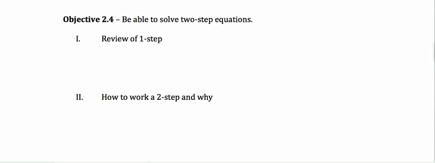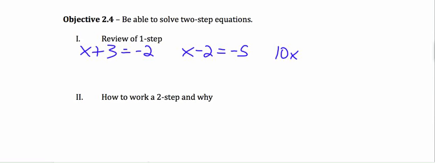So what I'm going to do is put four different one steps up here, and after I've written them all down, I want you to pause and try to do all four. Again, make sure that you show what you are doing to both sides of the equation to solve it. Okay? So I'm going to put four problems up here. None of them should be particularly challenging. I just want to make sure that we are on the same page.